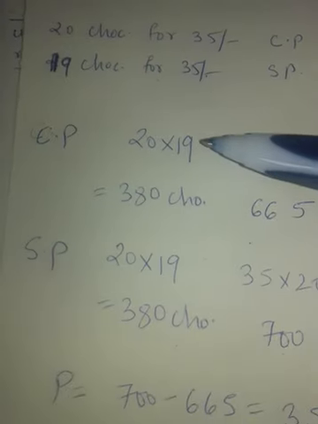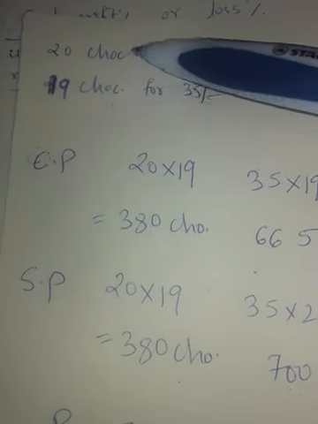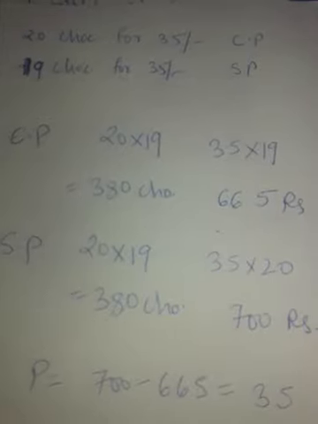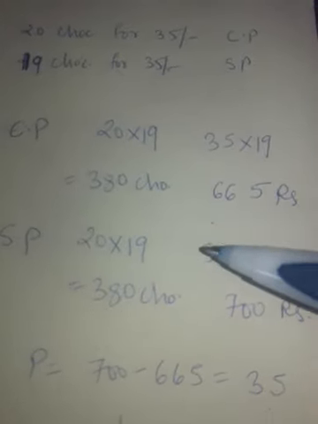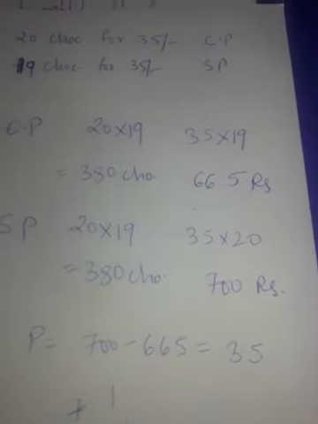If you haven't understood what we did here, why we multiplied by 19 here and 20 here, you can watch this part of the video again, or we are going to solve many more examples in today's session so that you will understand it perfectly. Let's move to the next example.